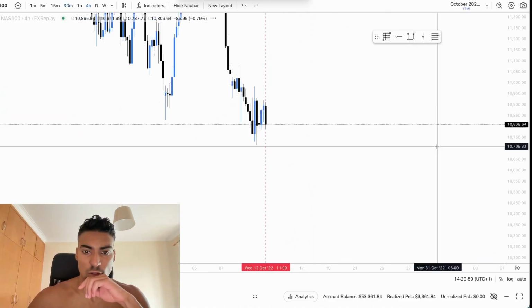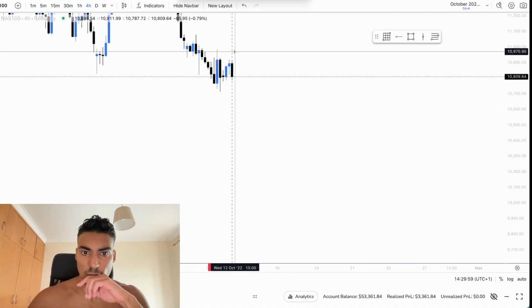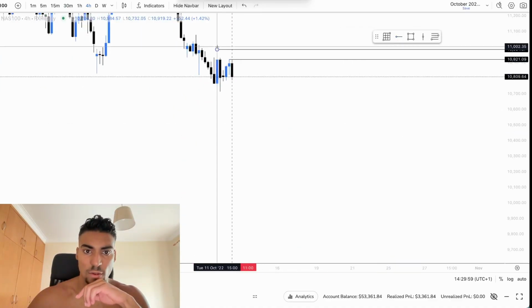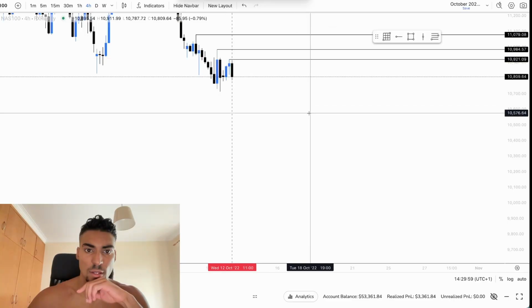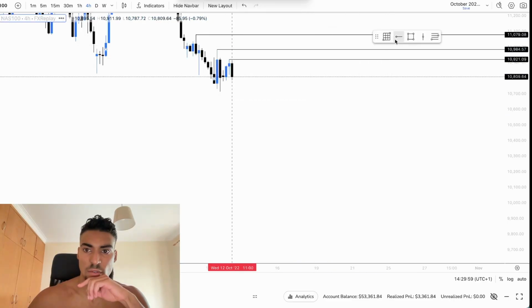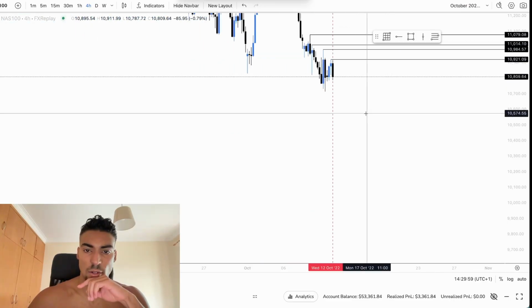Let's mark our draws on liquidity for the day. So we have these 4-hour highs right here, boom. These 4-hour highs right here, boom. These 4-hour highs right here, boom, and these 4-hour highs right here. Just for the draws on liquidity, I'm quite bullish. I would like to see a bearish SMT.